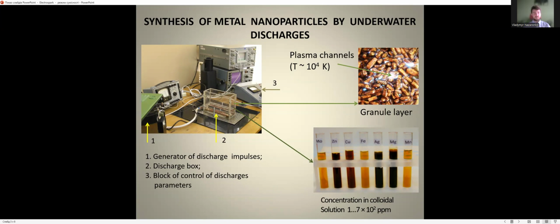There is a generator of discharge impulses, there is a discharge box, and a block of control of discharge parameters, which is used to control. We use the granule layer of metals under the influence of plasma channels heated to a temperature of 10^4 Kelvin. And as a result, we obtained concentrations in colloidal solution for 7 different types of metal, ranging from zinc to ferrum to argentum to magnesium and others.